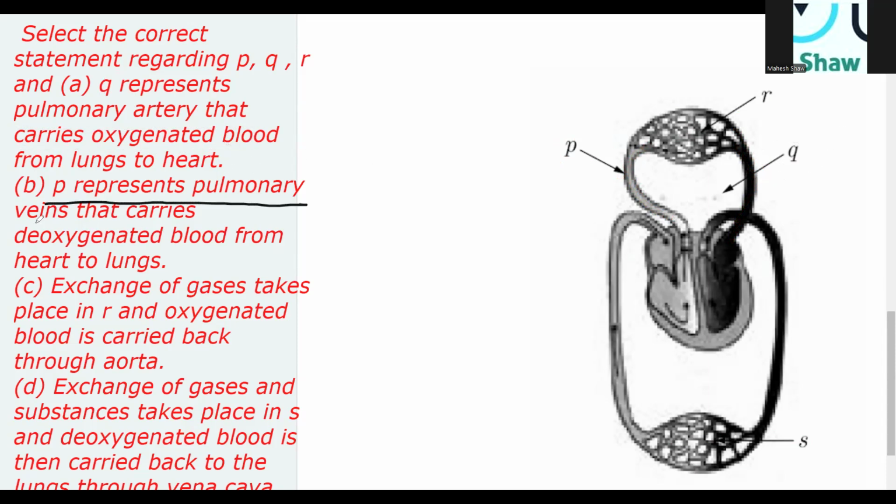It says P represents pulmonary vein that carries deoxygenated blood from the heart. Well, P is the pulmonary artery and not the pulmonary vein, so this is also incorrect. Exchange of gases takes place in R. Yes, exchange of gases takes place in R. This is the lung capillary. So we'll say this is the correct answer in this case. S they haven't asked about, so let's not read it.